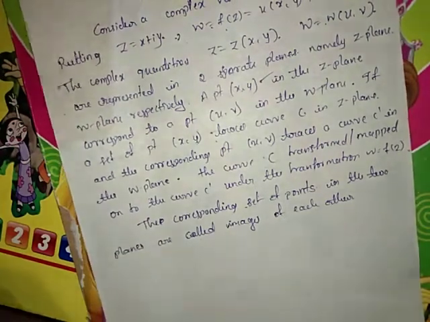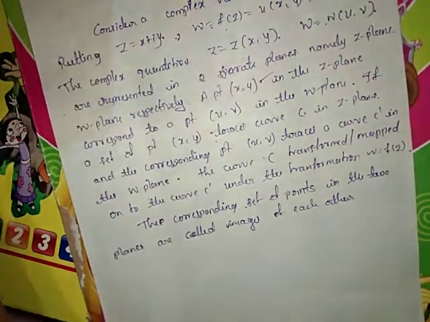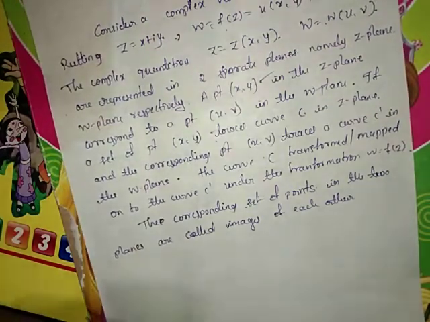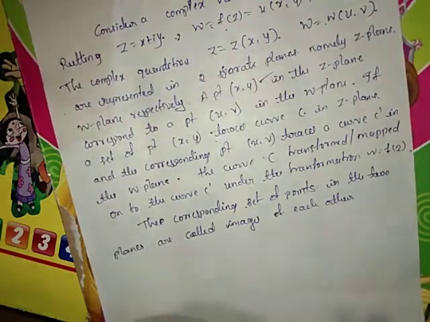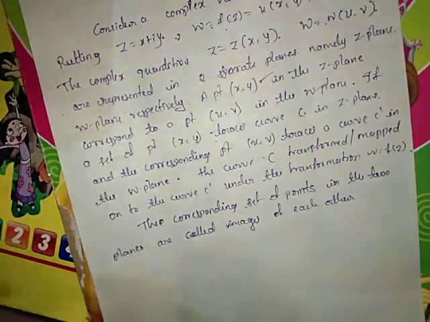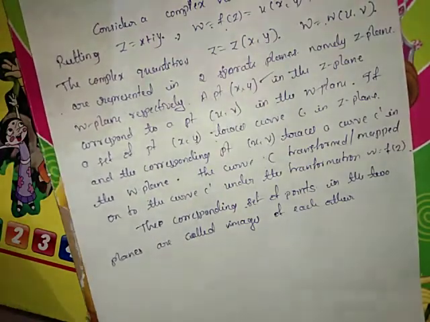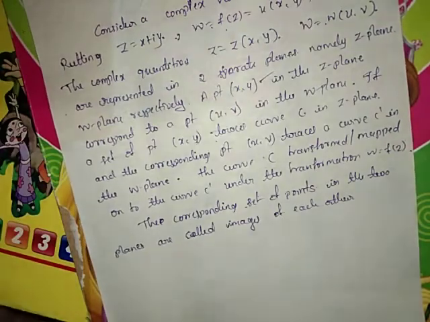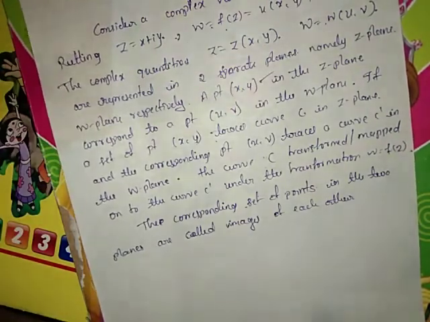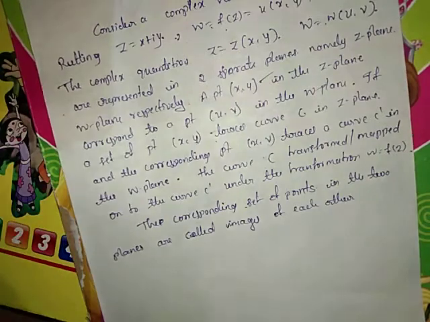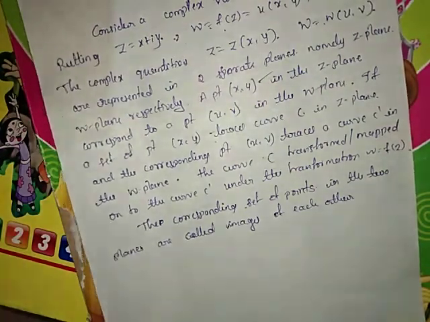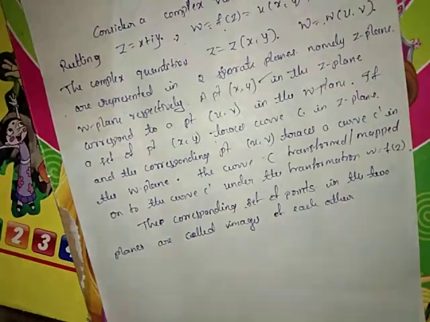Using the points of x comma y, we have to draw the graph in the z plane. Those x comma y will be transformed to u comma v. Using the u comma v, you have to write the W plane. So we have to draw the graph in the W plane, and after that the curve C, that is the graph in the z plane, will be transformed to the graph in the W plane. That transforming of the curve C to C dash under the transformation W equal to f of z, that corresponding set of points will be called the images of each other.